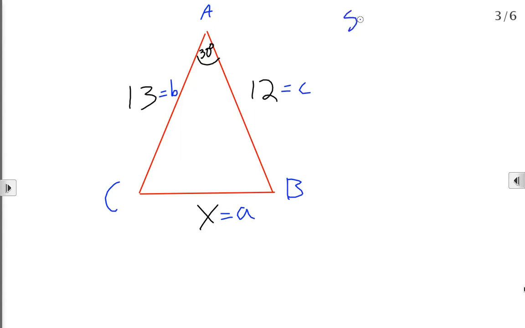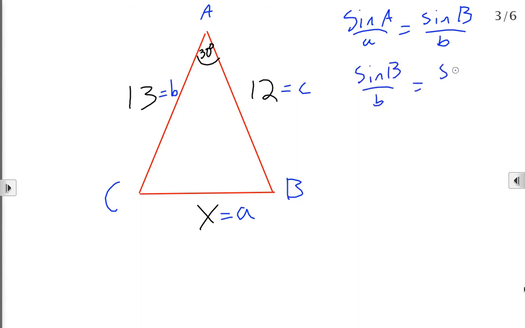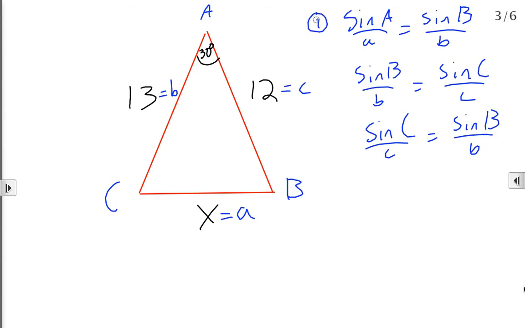So we have our choices for the law of sines, right? We've got sine big A over little a equals sine B over little b. We've got sine B over little b equals sine C over little c. And then lastly, sine big C over little c equals sine big B over little b. So I want you to pause the video in a second and think which version is appropriate for finding this side.